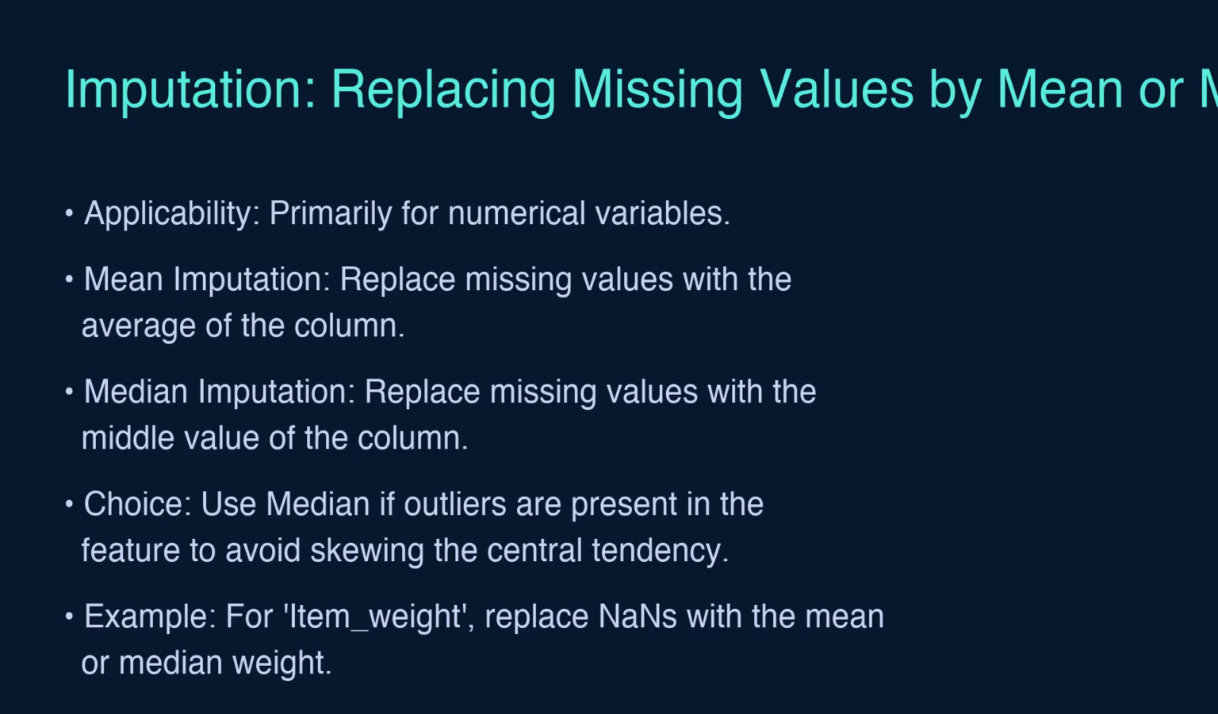The median represents the middle value in a sorted dataset, making it less affected by extreme values. Therefore, if your data exhibits skewness or contains outliers, replacing missing values with the median is generally recommended to provide a more representative estimate. For our item_weight variable, we would calculate either its mean or median and then use that value to fill in all the missing entries, ensuring the numerical integrity of the column.